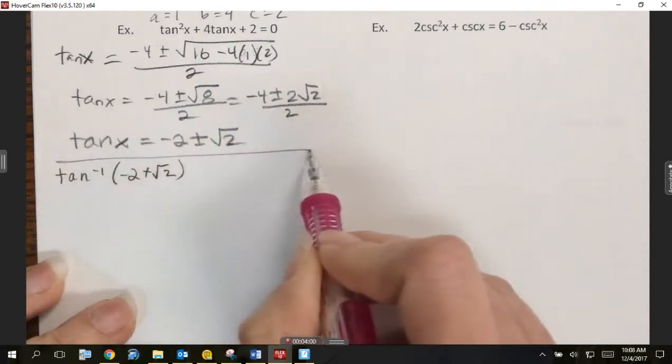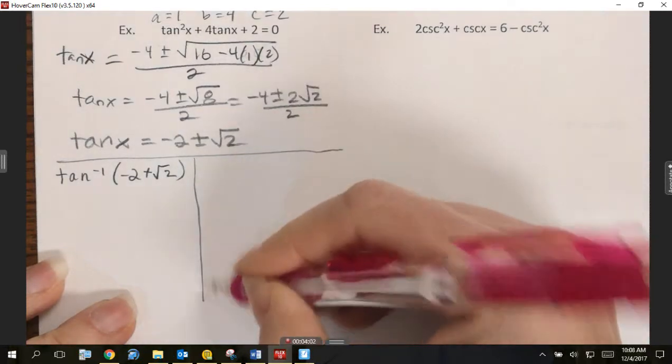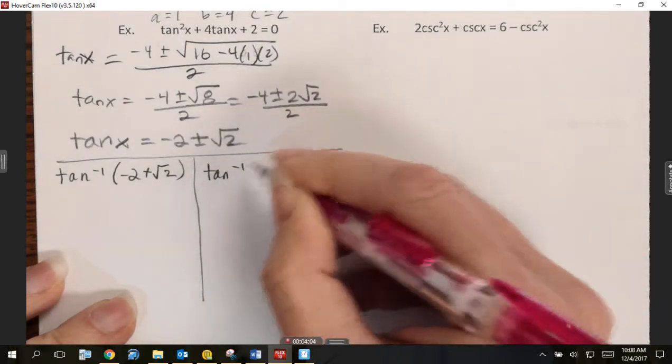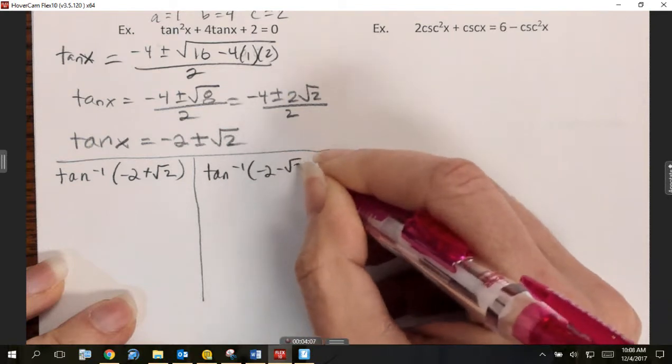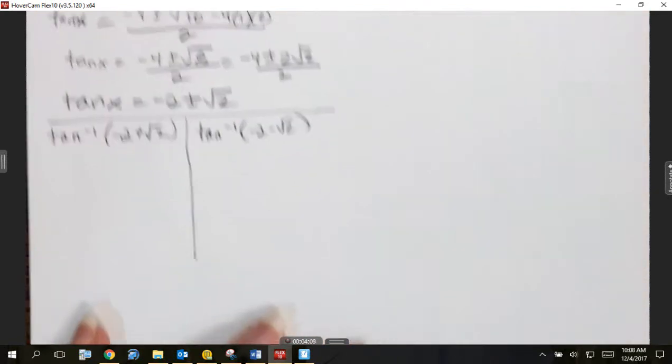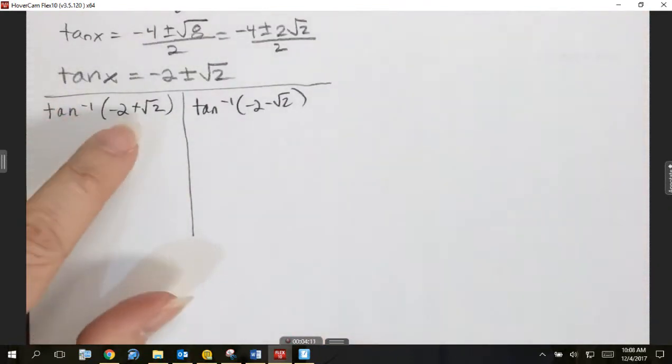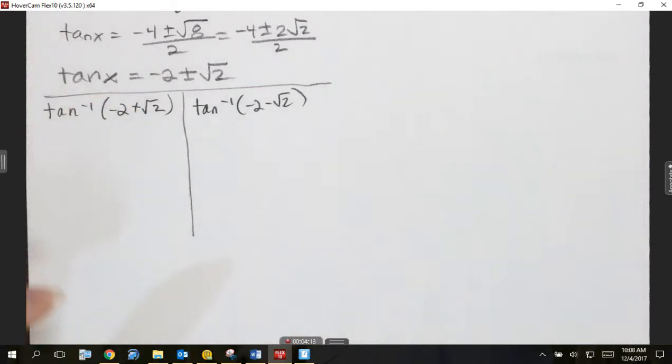So I'm going to stay organized, and I'm going to do inverse tangent twice, but I'm not going to do them both at the same time. I'm going to do inverse tangent of -2 plus radical 2, do everything for that first, then go back later and fill in the other side. But I like to set it up right away so I don't forget to do anything.